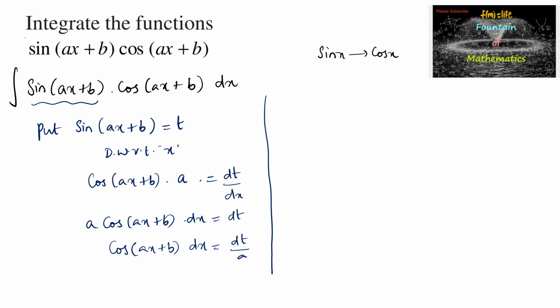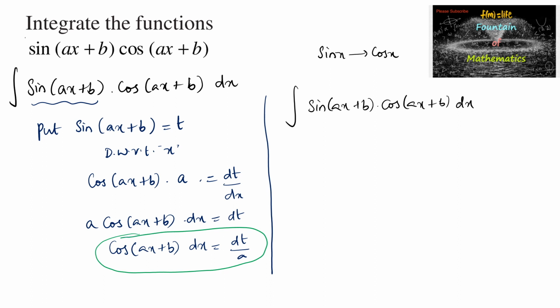So let us use here our integral, sin of ax plus b into cos of ax plus b dx. We have cos of ax plus b dx is equal to dt upon a. We can substitute here, and sin of ax plus b is equal to t. So we can write integral t into dt upon a.